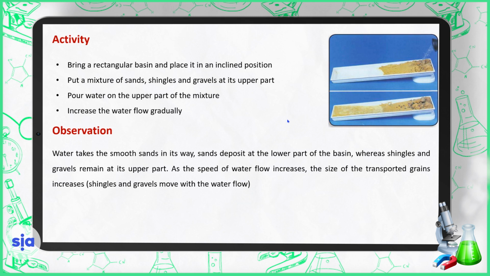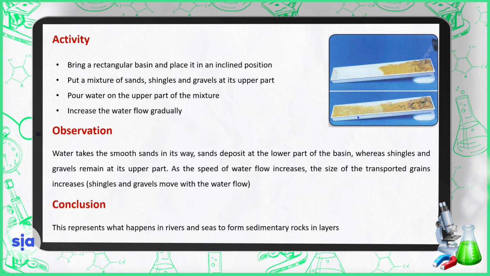Observation: the water will take the smooth sand in its way. Sands deposit at the lower part of the basin, whereas shingles and gravels remain at its upper part. When the speed of the water flow increases, the size of the transported grains increases too, and shingles and gravels will move with the water flow. This represents what happens in rivers and seas to form sedimentary rocks in layers.